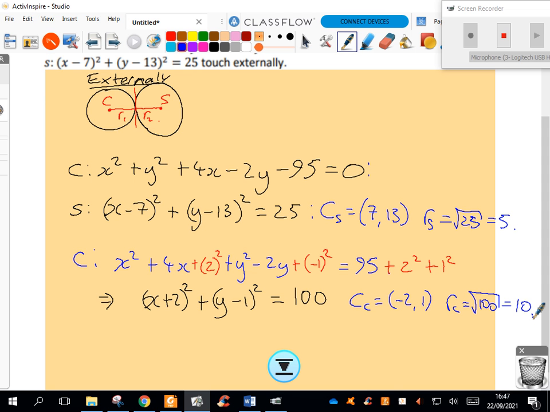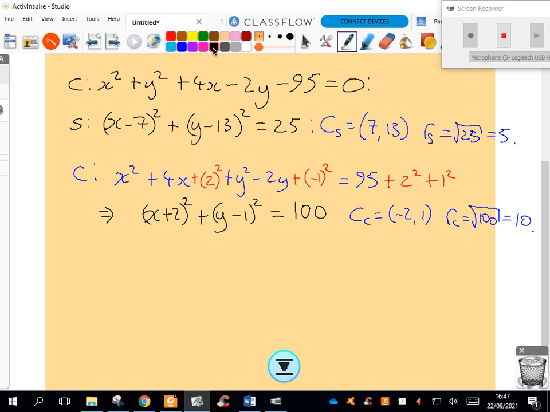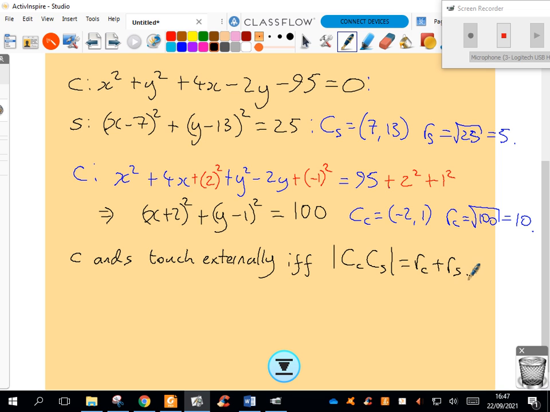Okay, I want to show they touch externally. So I'm going to start off by saying that circle C and S will touch externally. And we went through this last year. You need to know this kind of statement by heart. If and only if the distance from the center of circle C to the center of the circle S is equal to the radius of the circle C plus the radius of the circle S. Okay, we might start with the distance between their centers.